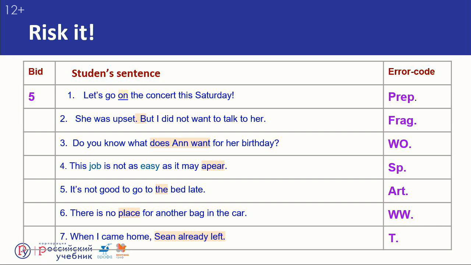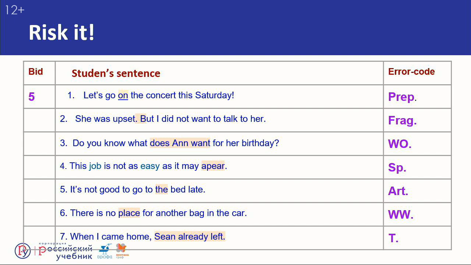She was upset, but I didn't want to talk to her, right? Now, again, this is that mistake that I have already mentioned. This is just a simple clause with the conjunction, but there is no need to break this sentence into several sentences. So it should be, she was upset, but I didn't want to talk to her, written in one sentence, and the mistake is fragmentation, right?